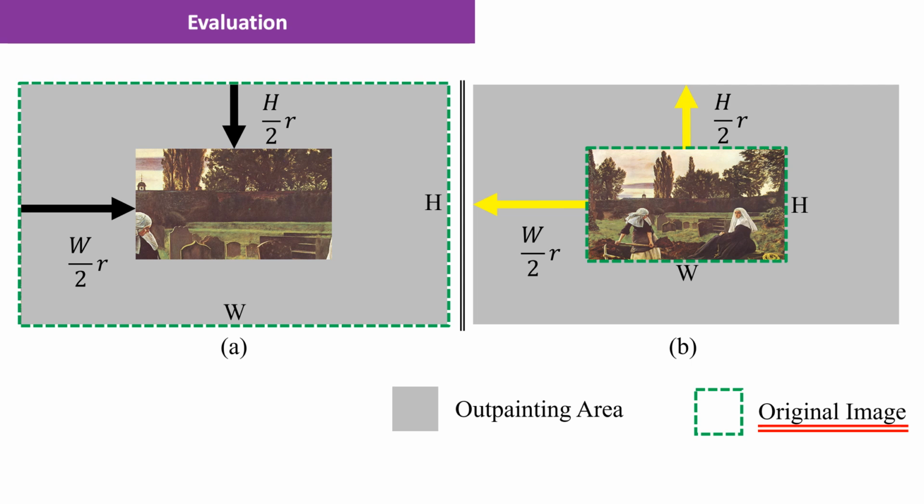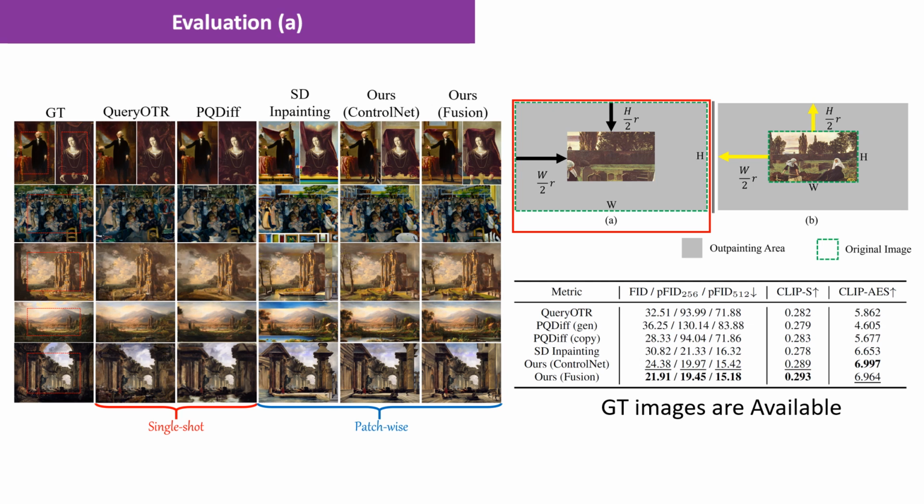First, we remove an interior region of the original image and regenerate it as shown on the left. In this case, ground truth is available, so we can use the corresponding evaluation metrics. Also, we keep the original area and expand the exterior region as shown on the right. This scenario is also included in our experiments. For the interior removal and regeneration case, we measure FID, patch FID, CLIP text score, and CLIP aesthetic score. Notably, our approach shows a strong advantage in patch FID, which reflects local image quality.